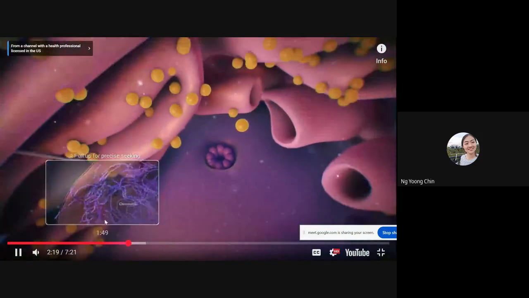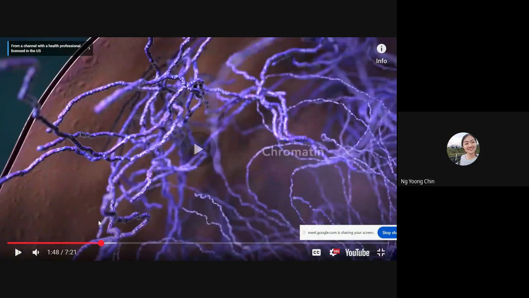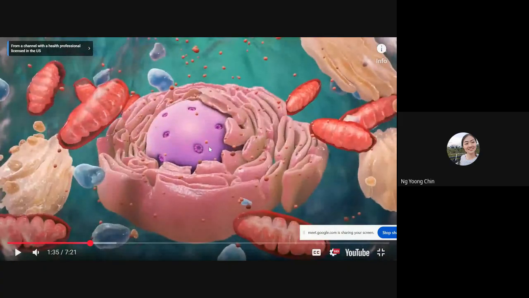Maybe I can show the nucleus. You can see this is a nucleus. You can see the nuclear pore, right? The nuclear pore is found on the nuclear membrane. And the nuclear membrane is connected with the endoplasmic reticulum, which is the rough endoplasmic reticulum. In this video, you can see the ribosomes scattered around. You have two kinds of ribosome. One is the free ribosome, scattered freely inside the cytoplasm. Another kind is bound to the endoplasmic reticulum, forming the rough endoplasmic reticulum.